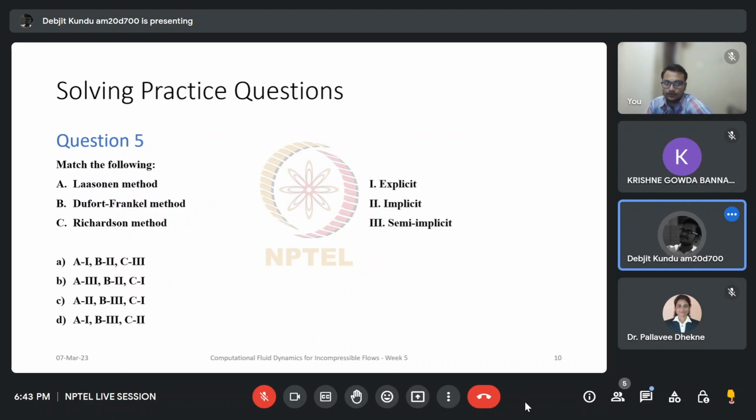So which one is which? You'll have to figure that out first. Then once you have done that, you'll have to figure out the correct combination from the options given below. So is it option A, A1, B2, C3? Is it option B, A3, B2, C1? Is it option C, A2, B3, C1? Or is it option D, A1, B3, C2?